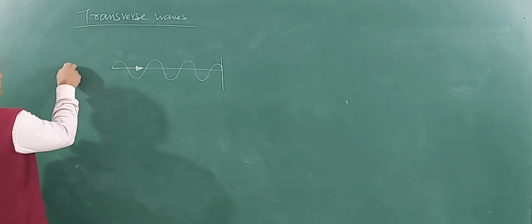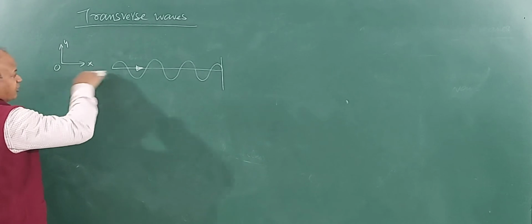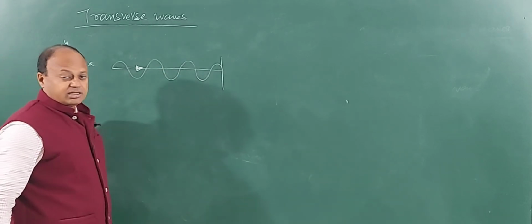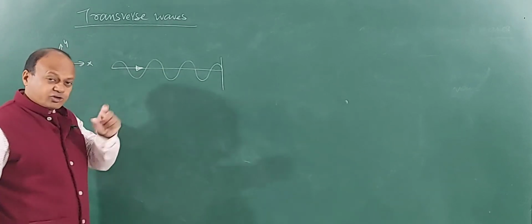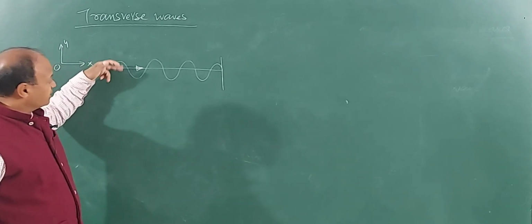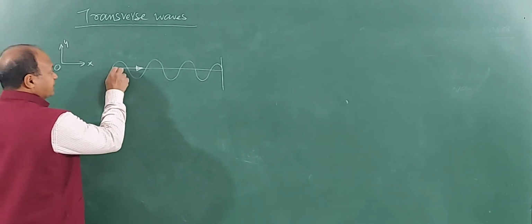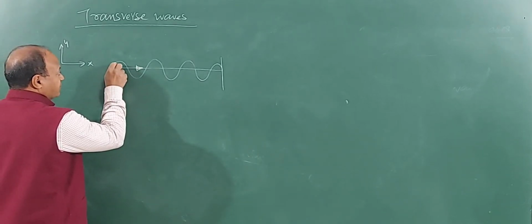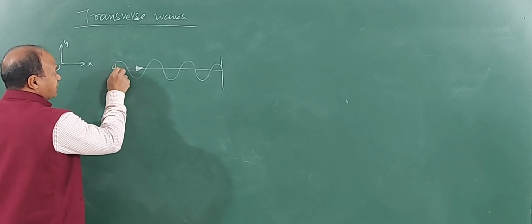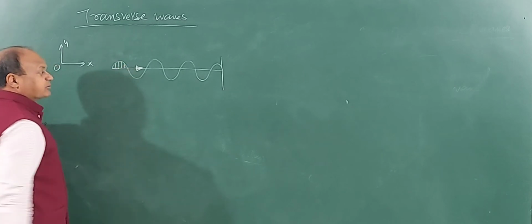Let's make it like an x-axis and y-axis. You can see the wave is traveling on the x-axis, in the horizontal direction. But how are the particles of the string oscillating? They are oscillating perpendicularly. Yes? If we consider a particle like this, it's moving up and down, goes up and comes down. A particle here goes up and comes down. A particle here goes up and comes down. This particle also goes up and comes down.